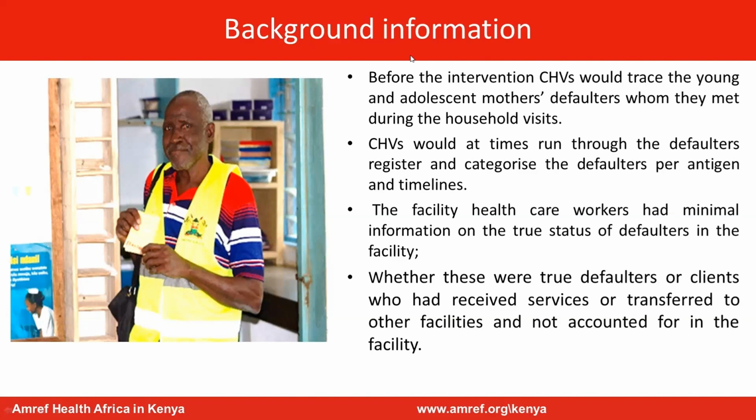Such visits would also at times run through the default tracing registers and categorize the defaulters per antigen and timelines. But another challenge is that getting these mothers in the community was difficult. And the facility healthcare workers also had minimal information on the true status of the defaulters. As I said earlier, sometimes a young mother or a teenage mother can just come and deliver in the hospital, then move away, and there's no track or information about them. So it was difficult to tell whether these were true defaulters or clients receiving services from other facilities.